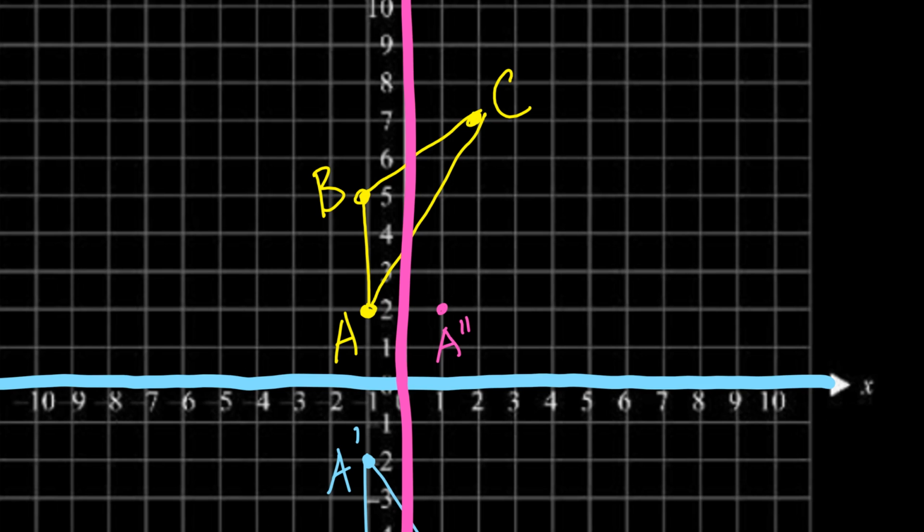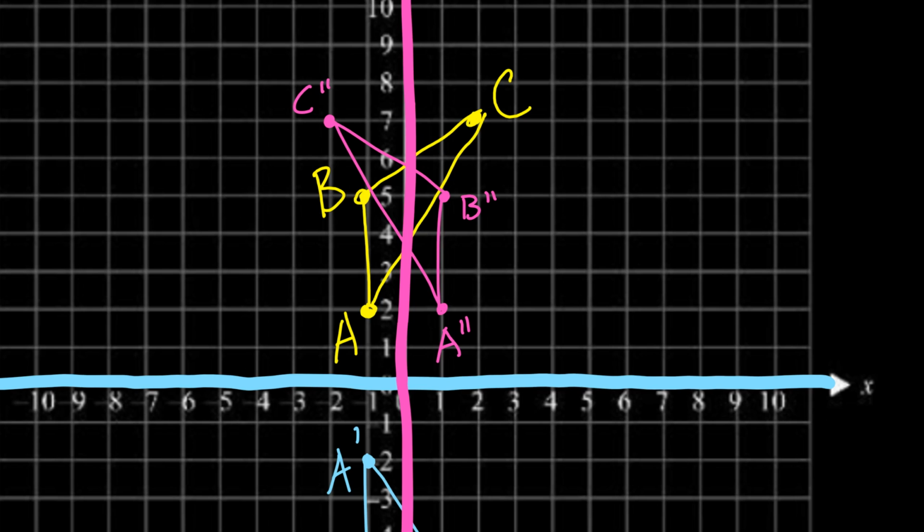Okay. How far is B away? 1. And how far is C away? 2. We wouldn't want to write it as a 2, because that could be confused with a square, and we're not squaring this here.